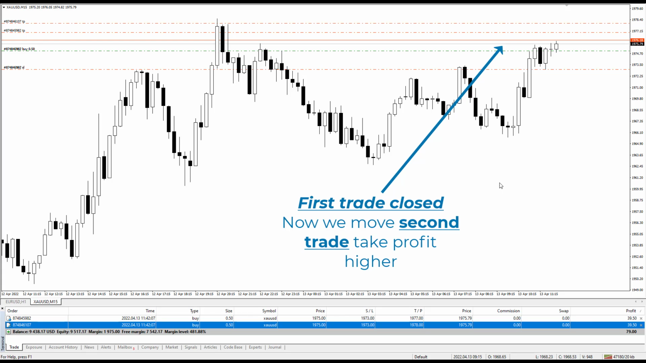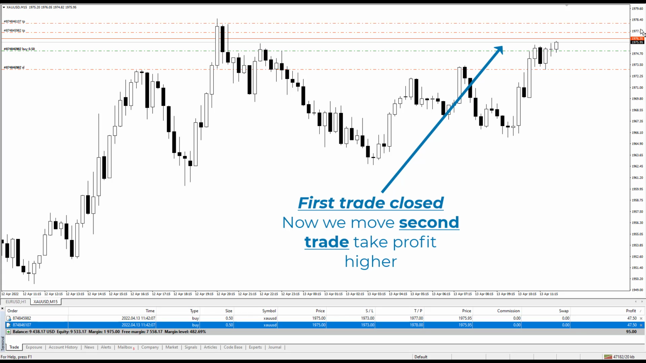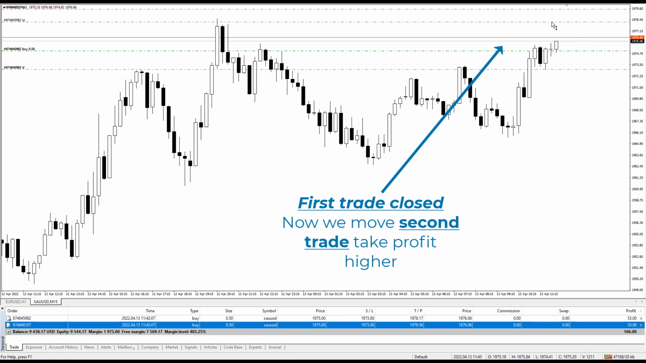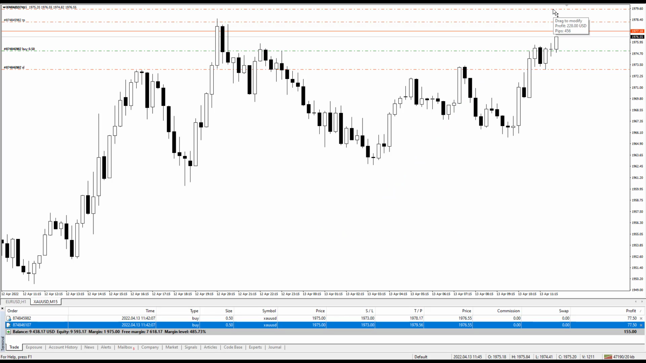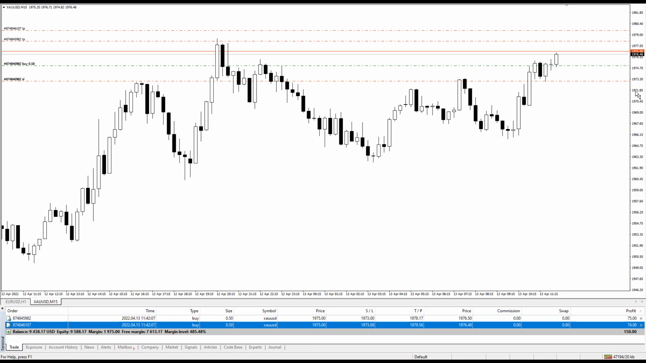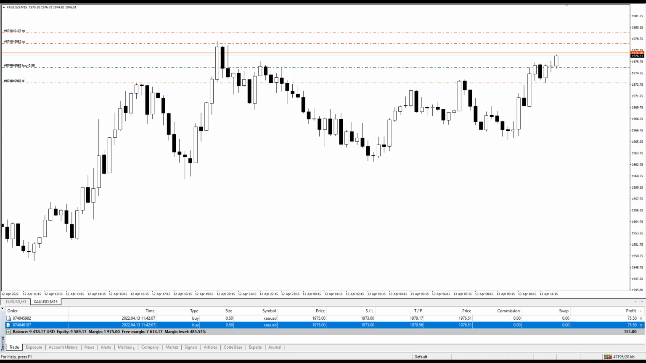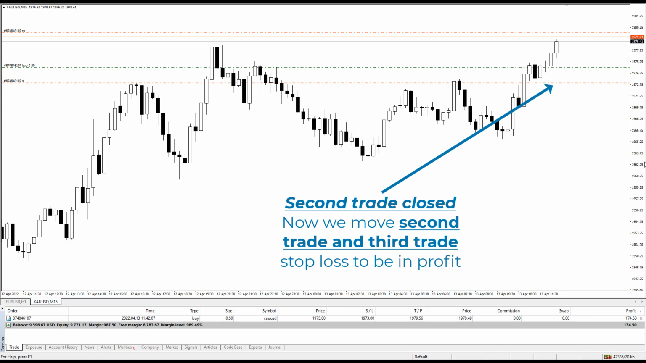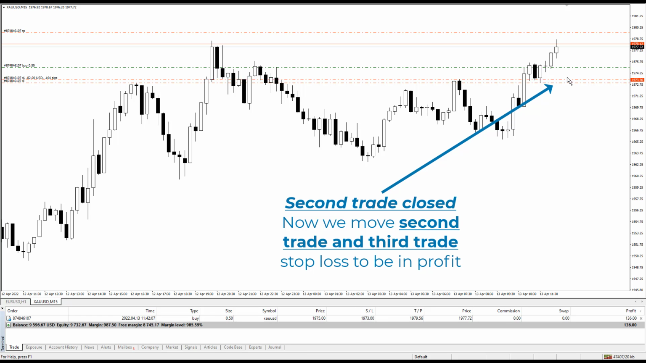Okay, now we will move the second trade take profit higher. Let's do that. And also move the third trade take profit higher. Okay. Now I need to wait for the price to move higher again. Let's wait a few seconds more. Okay, it is close to the second take profit. Great. Now the second take profit has been closed with the profit.